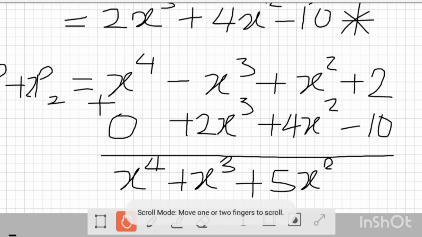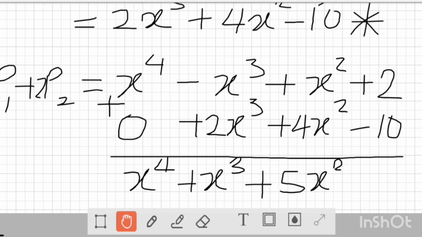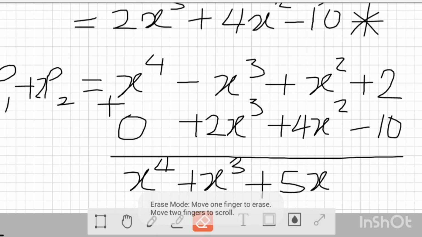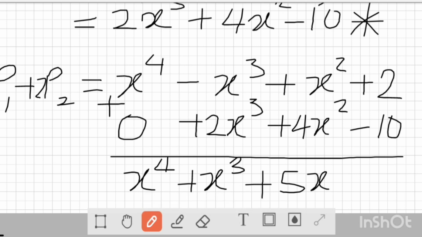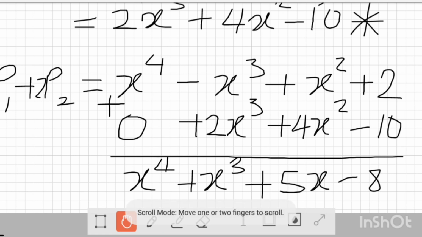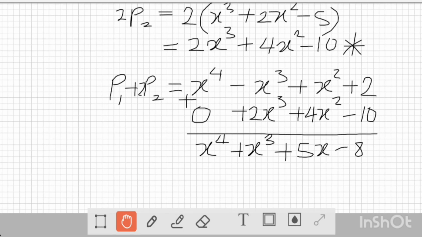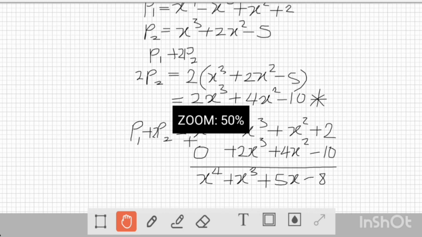So the next one here is for me to now add the constant terms. The constant term is just 2 plus minus 10, which is the same way as subtracting 2 from 10, but your result is going to be in negative form, which means here I have minus 8. So this is how you can easily add polynomials, and it is very easy. You will not make mistakes when you add polynomials this way.